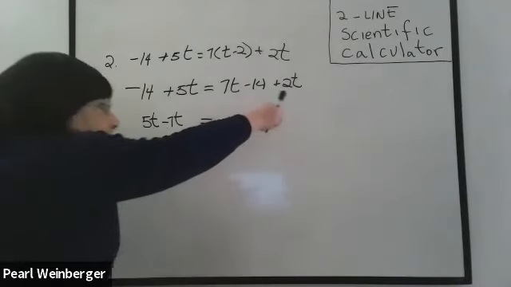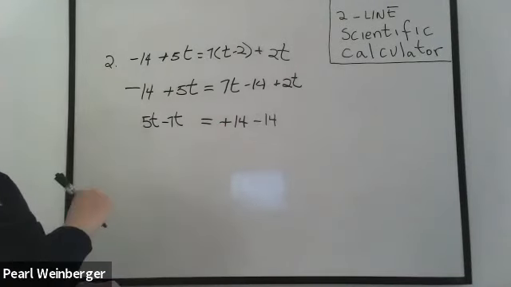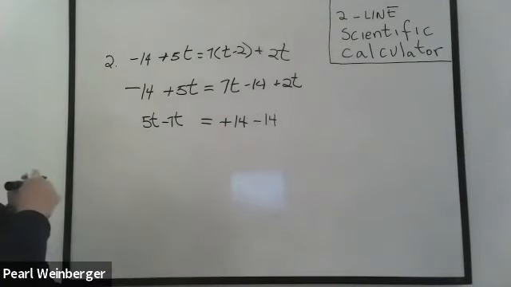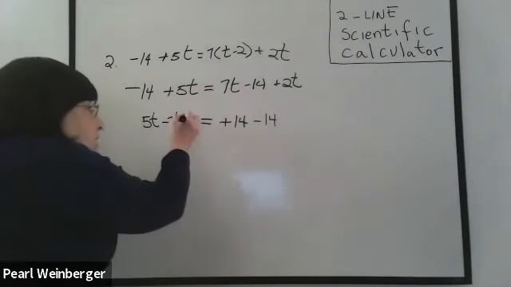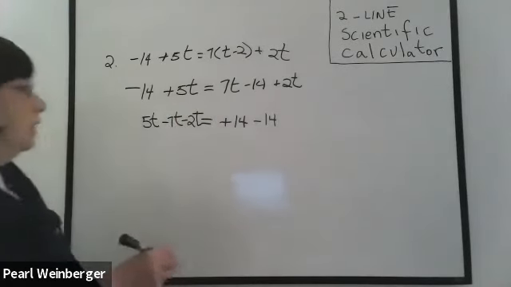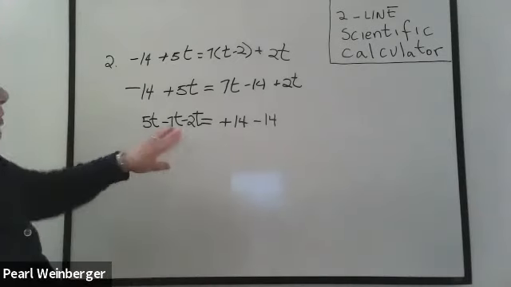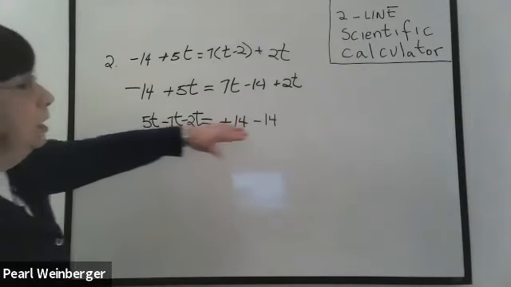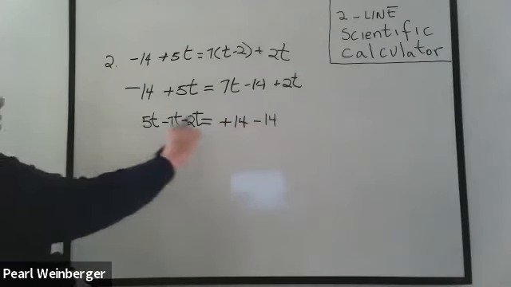And finally, the 2t, I want that to be on the left side because I'm bringing all the variables to the left side. Since this is a positive 2t on the right side, it's going to become a negative 2t. So what I've accomplished at this point is to get all the variables to one side and all the numbers to the other side. I now combine the like terms.